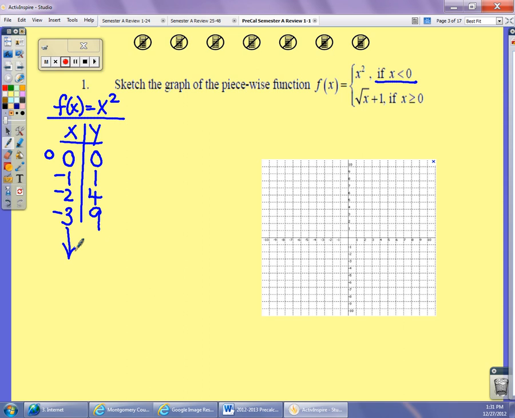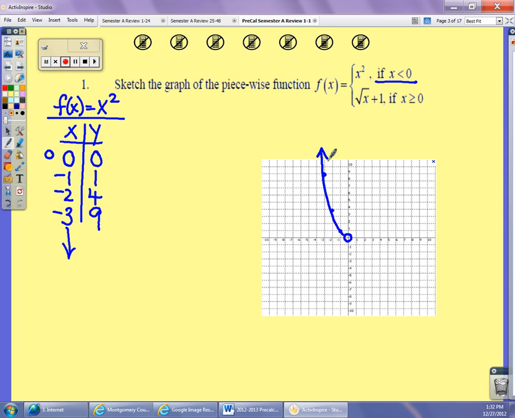At x equals 0, our y value is also 0, and we have an open circle there. We also have a value at -1, 1, -2, 4, -3, 9. And notice that what we're getting here is half of a parabola. Now, we should have expected that because our graph did say y equals x squared. Now let's do the rest of the graph.